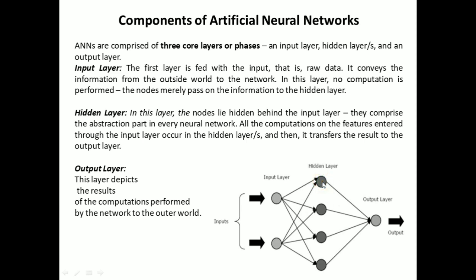Next comes the second layer, the hidden layer. In the hidden layer, the nodes lie hidden behind the input layer. It means they comprise the abstraction part in every neural network, and they will be doing all the high level computations. All the computation on the features entered through the input layer occurs in the hidden layer, and after computing, the hidden layers transfer the result to the output layer. And finally, the output layer gives us the results of the computations performed by the network to the outside world.